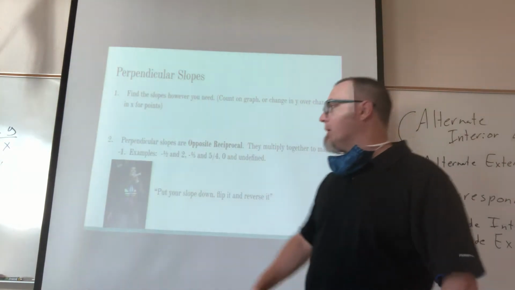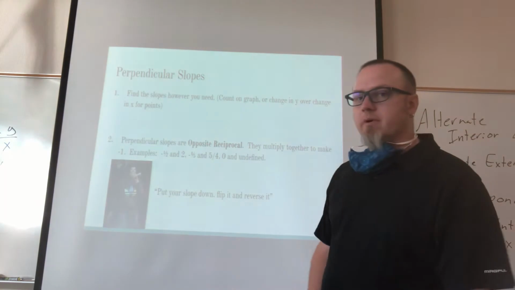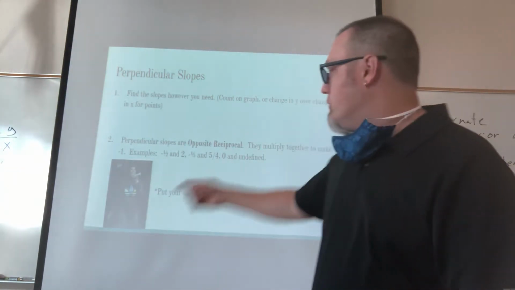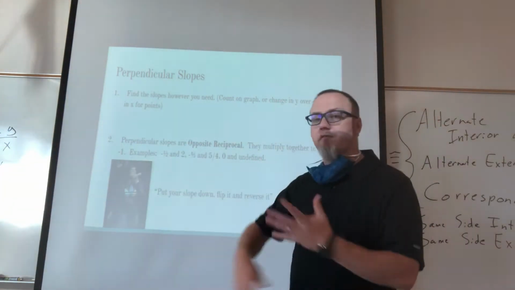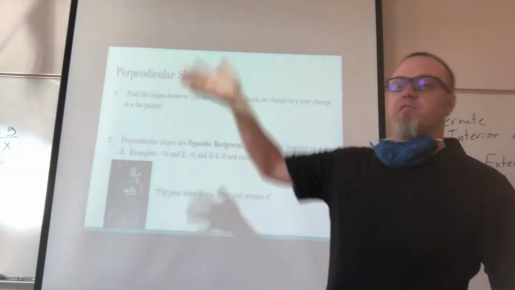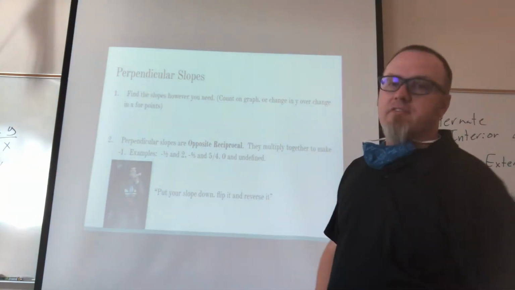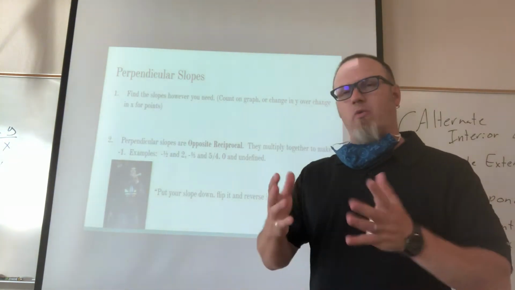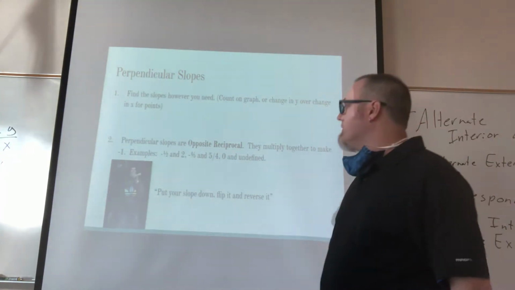The easiest way to remember it, and I've put a picture of Missy Elliott on here because of the song, is it worth it? Let me work it. So you put your slope down, flip it, and reverse it. So you're gonna take whatever fraction it is, flip that fraction upside down, and then reverse it by putting a negative sign in front of it. That will give you the opposite reciprocal slope. That will give you a perpendicular line, one that will meet at a 90-degree angle.